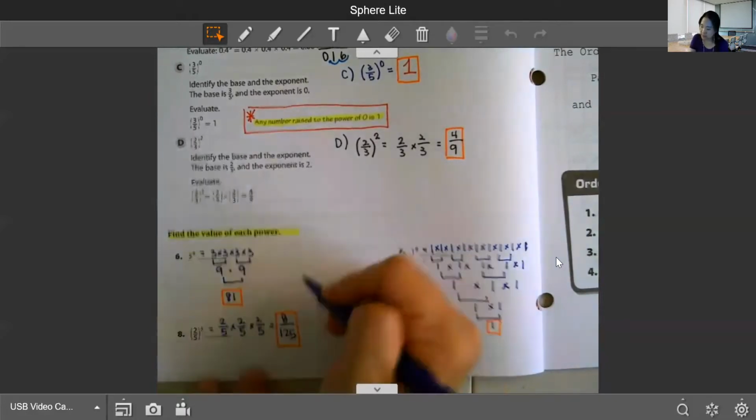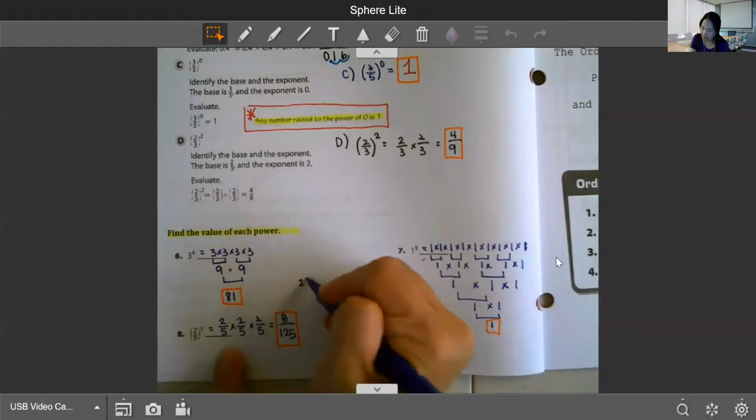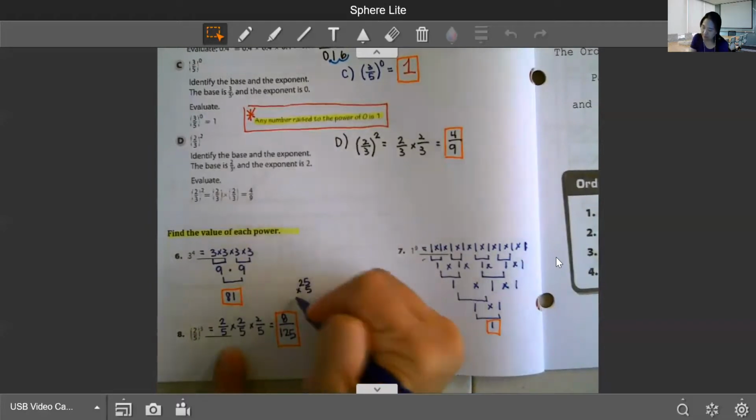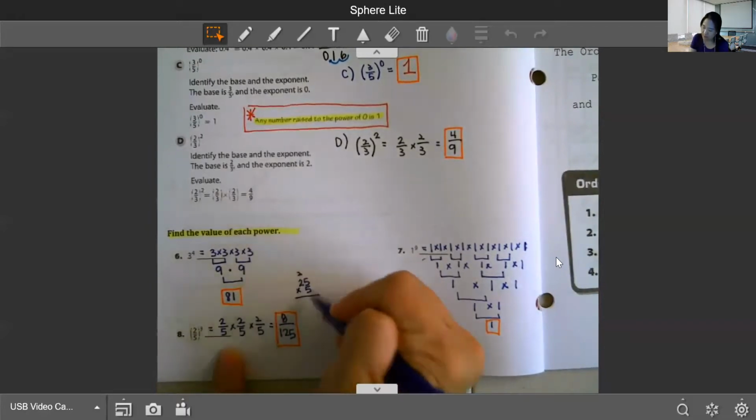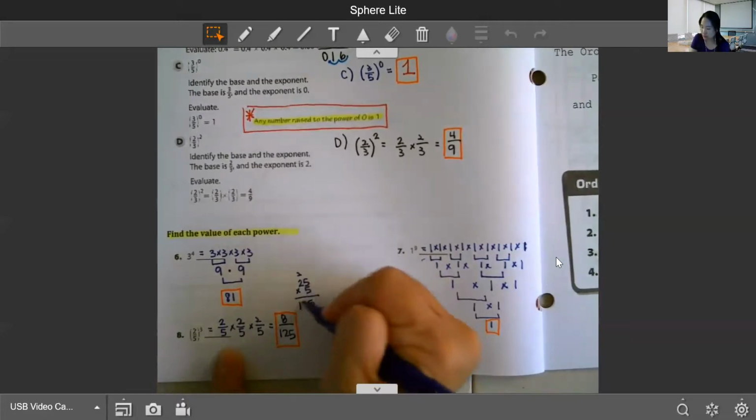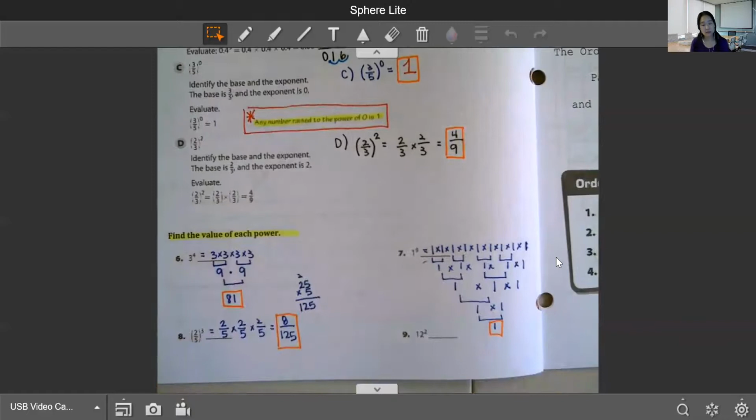Now, let's pretend like you didn't know that. Then, of course, you would have to do 25 times 5, which is 5 times 5 is 25. And then 5 times 2 is 10 plus 2, so 12. And that's how you get 125.